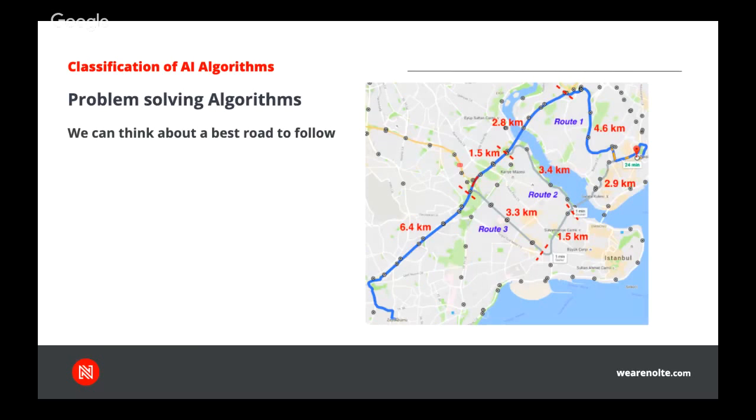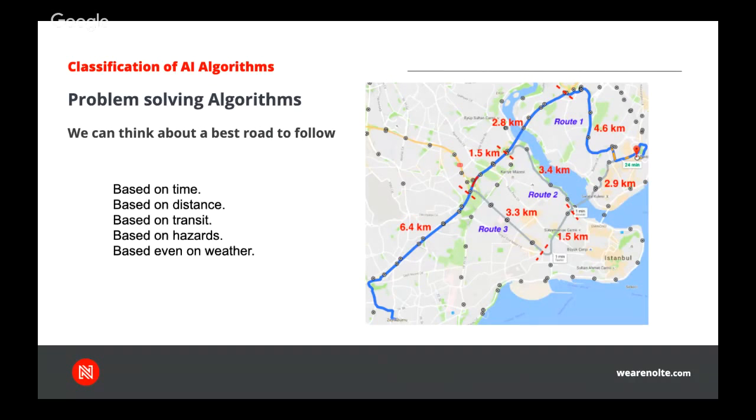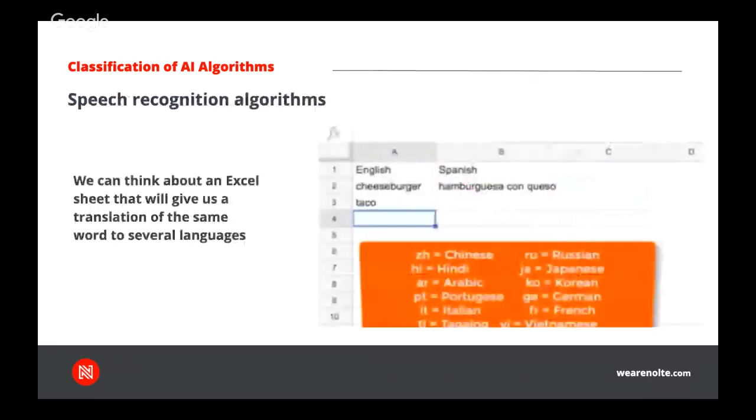And also, we have the problem-solving algorithms. For example, we can think about how maps work every day. They are decisions based on time, based on distance, based on transit, based on hazards, based on weather. So these multiple inputs give the program the best solution to get from point A to point B.